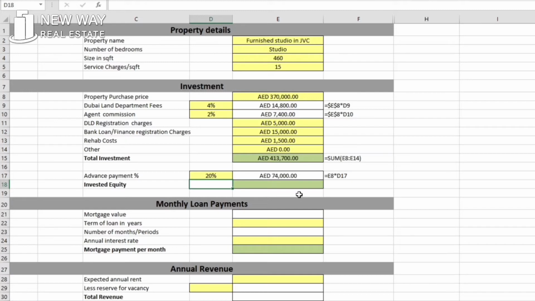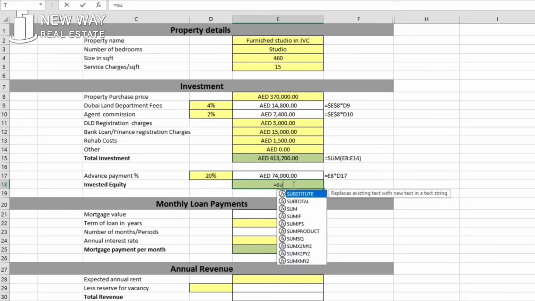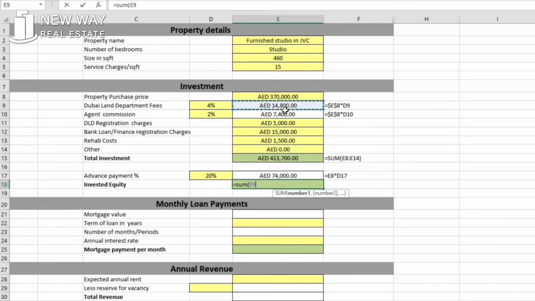Now, when we want to know the total initial invested equity, we have to add up the advance payment along with all the costs that we have mentioned above here. So to do that, we go for equals sum, highlight all the costs, and then plus the advance payment. With this, we know how much of our own money we will be putting initially into this investment.